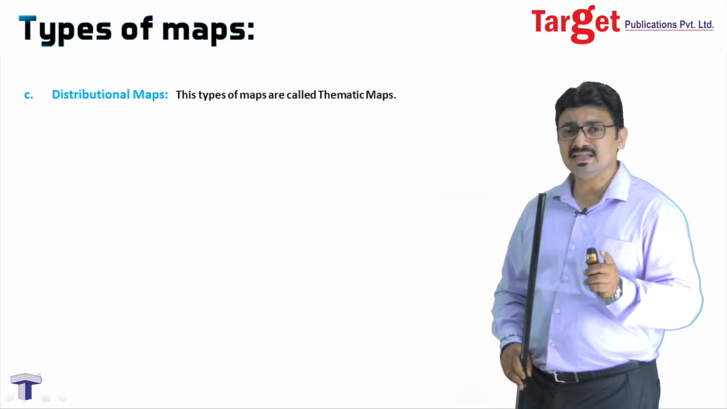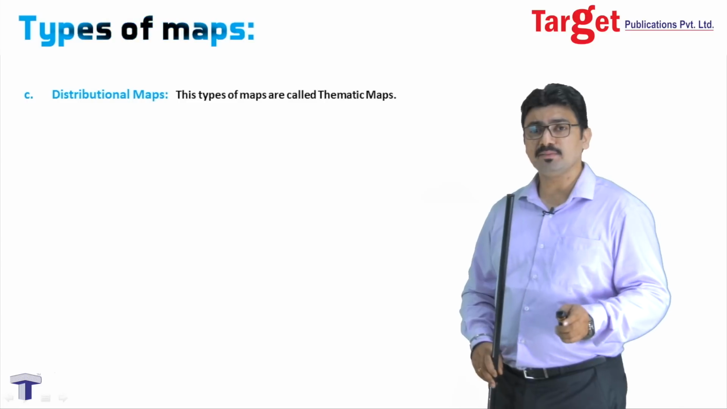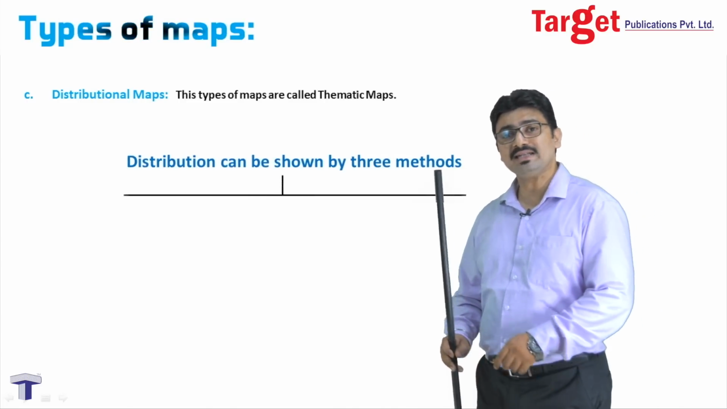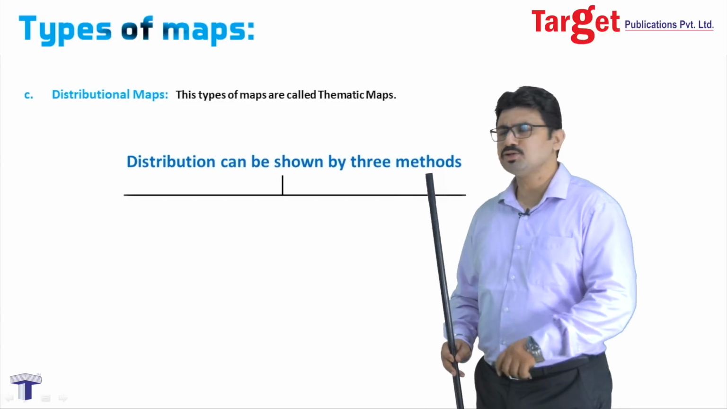Apart from these theme related maps, there are something known as distributional maps. Now, these type of maps are also called thematic maps. What are distribution related maps?